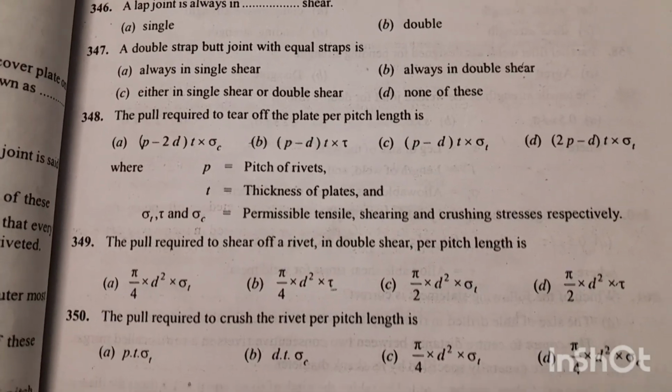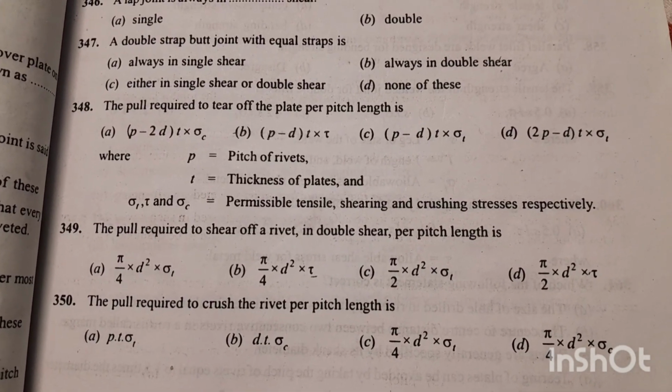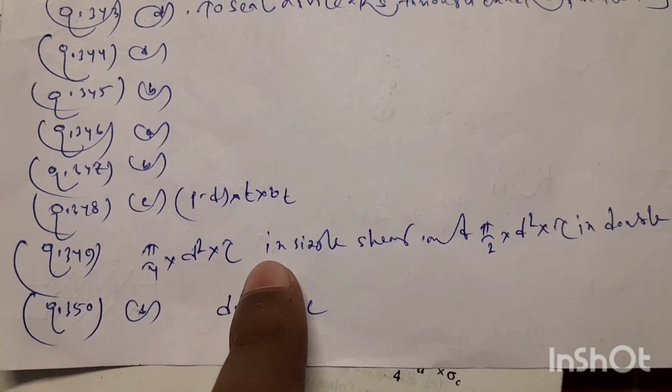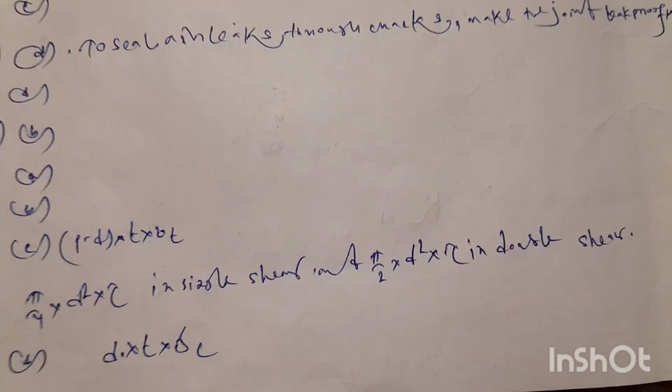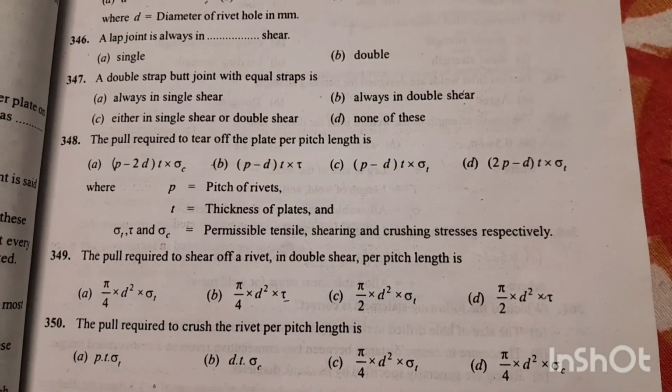Next question 349. The pull required to shear off a rivet in a double shear per pitch length is pi by 4 into d square into tau in single shear and pi by 2 into d square into tau in double shear. So option number D is the right answer for question number 349.